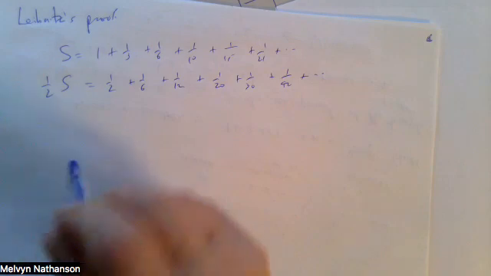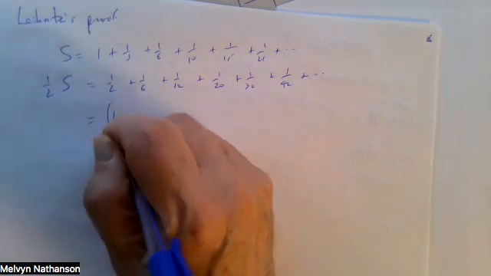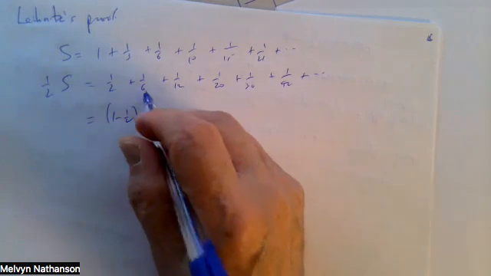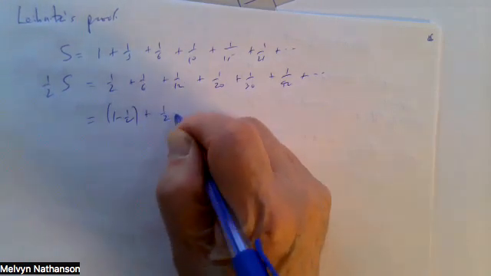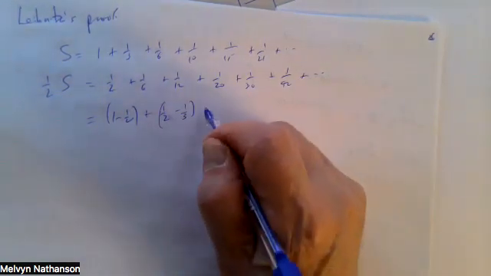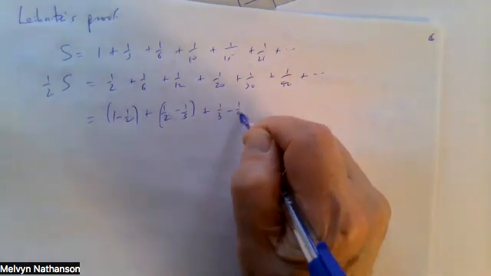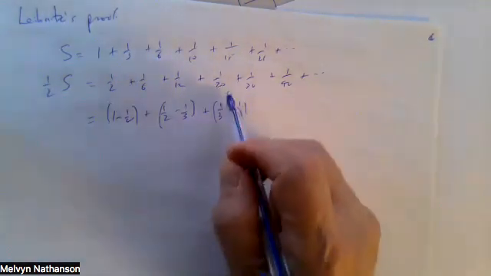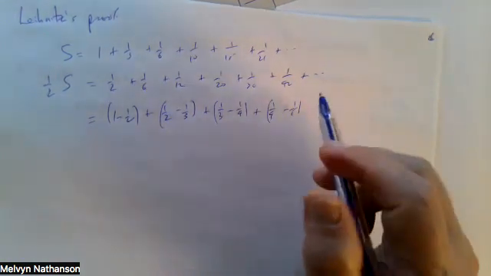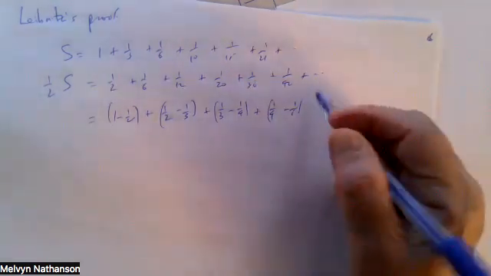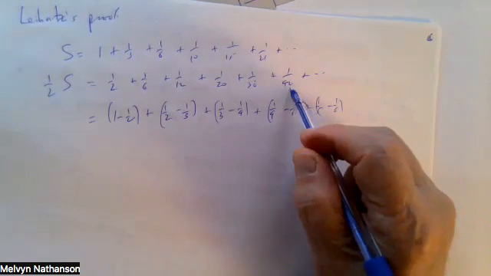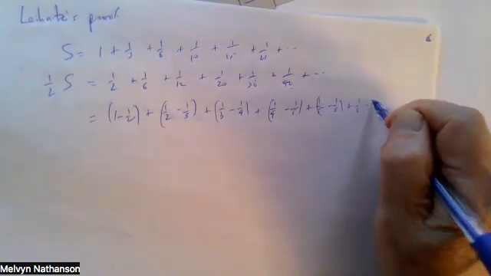But then he makes the following observation. A half is 1 minus a half. And a sixth is a half minus a third. And a 12th is a third minus a fourth. And a 20th is a fourth minus a fifth. And 1/30 is a fifth minus a sixth. And 1/42 is a sixth minus a seventh.